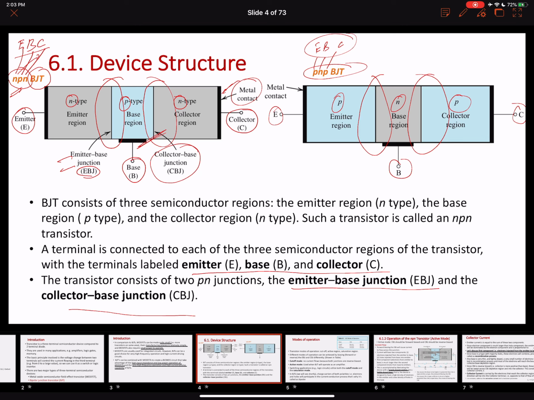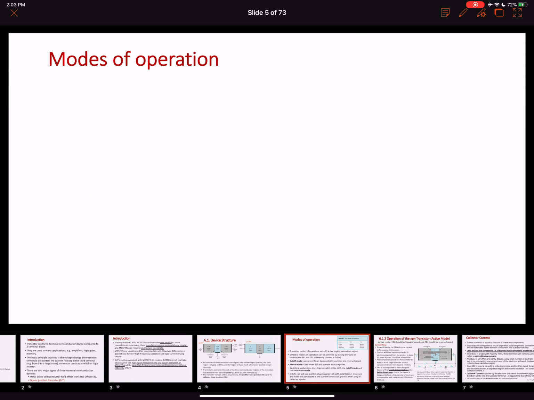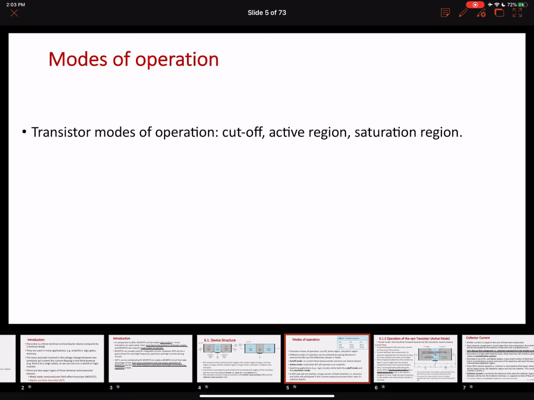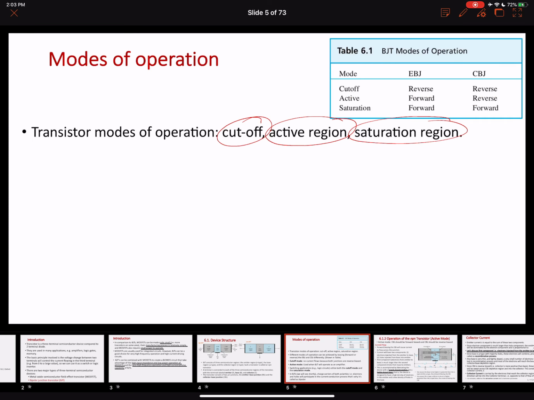So the way that we bias these junctions, we can operate the transistor in different modes of operation. Okay, so let's talk about it. Modes of operation: there are three different ways that we can operate this transistor. We can operate the transistor in the cutoff region, in what is called the active region, and in the saturation region. And here's a table of how to bias the emitter base junction and the collector base junction to operate in these different modes.